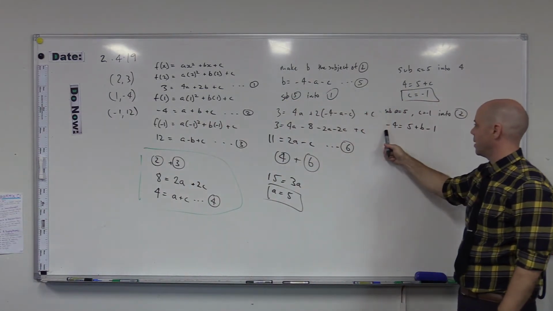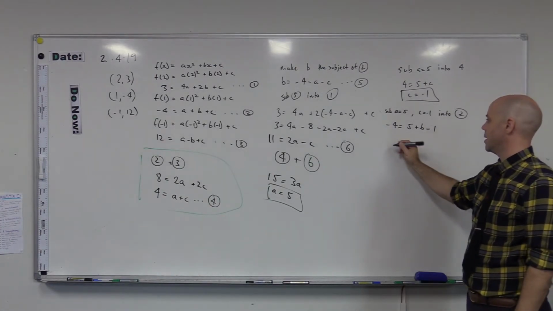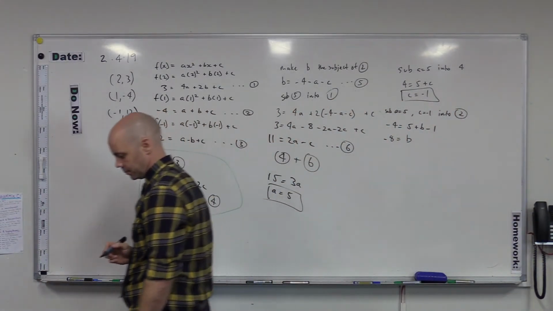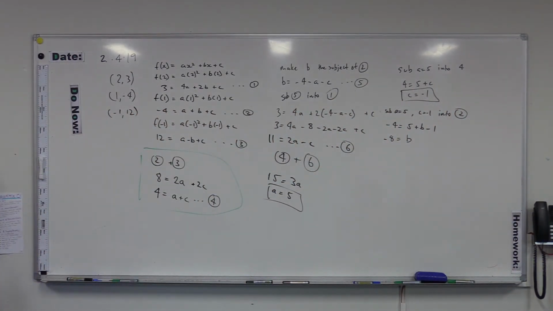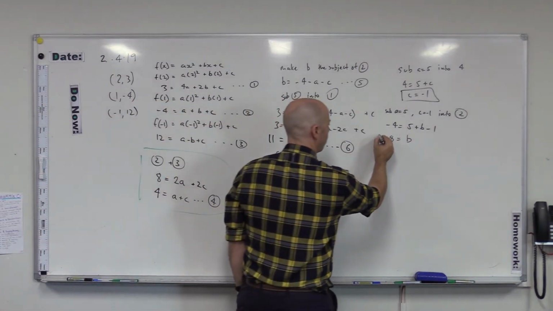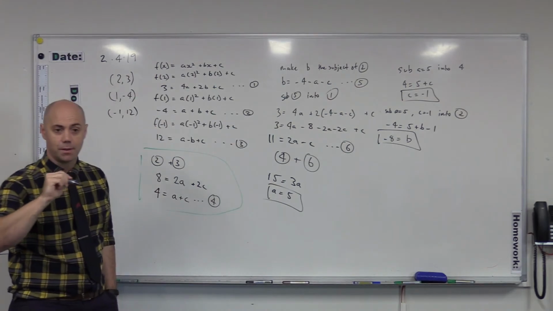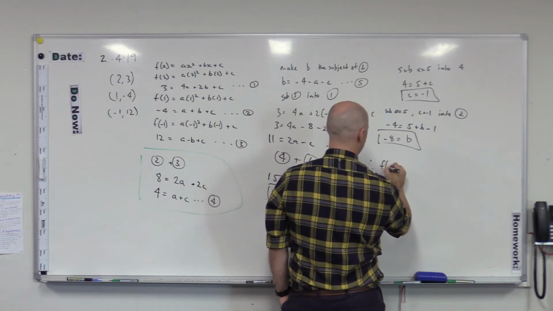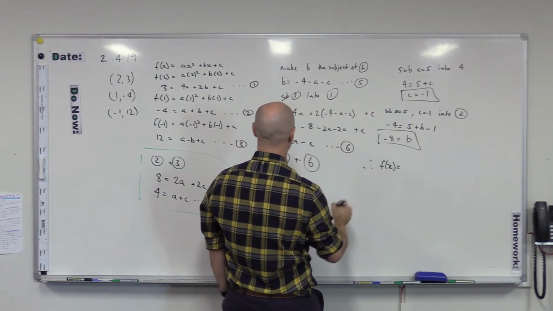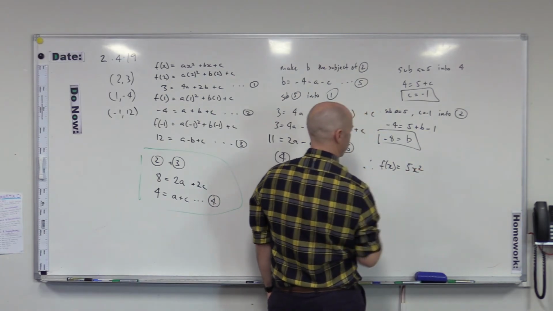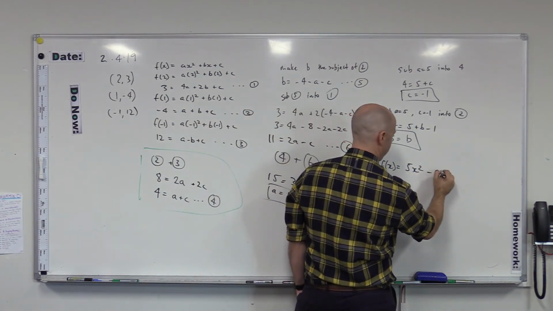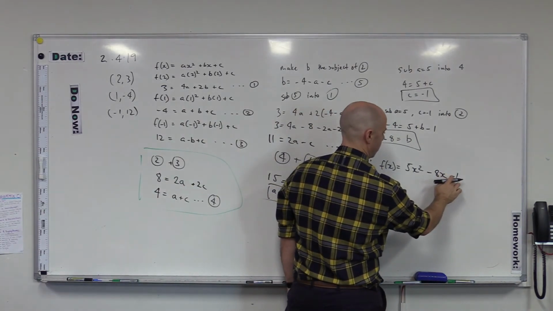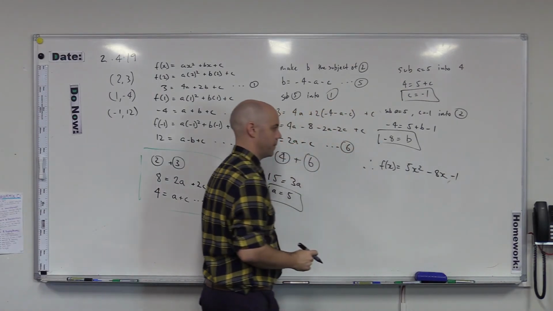Move the 5 to this side, it becomes -9. Move the -1, it becomes -8. -8 equals b. Fantastic. I've now got my 3 pronumerals. How do I finish off the question? Just write it out. Therefore, f of x equals a is 5, 5x squared. B is -8, -8x. C is -1. Done.